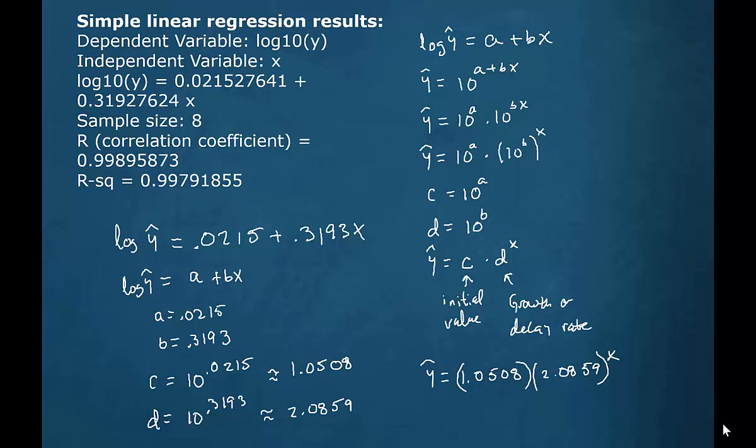In the last video, we established this relationship between the x and y values of two data sets that were closely related by an exponential function, and that was this exponential function here, y equals 1.0508 times 2.0859 raised to the x. Now let's spend a few moments with StatCrunch and make sure that we understand exactly what happened here.